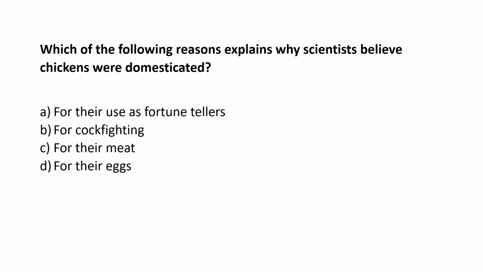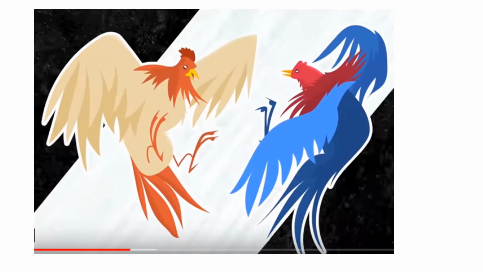Okay, now this question: which of the following reasons explain why scientists believe that chickens were domesticated? They give you all these options, and they talk in the video about how they were used for fighting. You can see in the video this picture where they talk about that. It's fascinating. In the beginning, they were not used to collect eggs or for meat, or for the leather or the feathers. It's just fascinating how this was not the main reason.